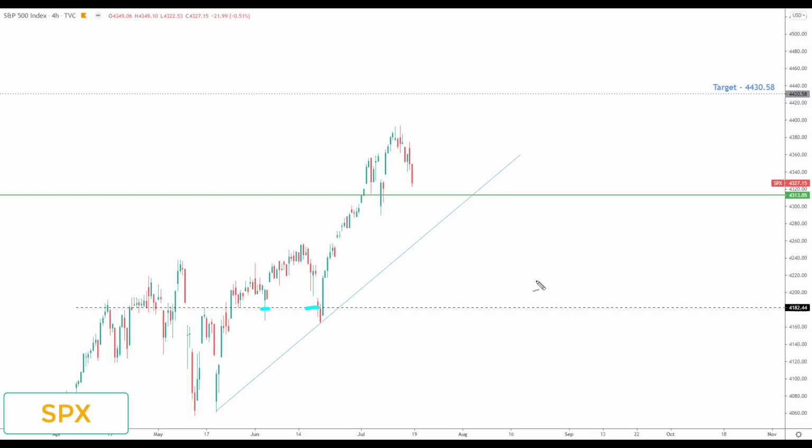I don't see this as a reversal just yet. This is simply an opportunity to look for bullish reversals on a lower time frame. Any continued pullback towards the 4313.05 is simply viewed as an opportunity to look for further advances into the next key of resistance to the upside and the target set at the 4430.58.